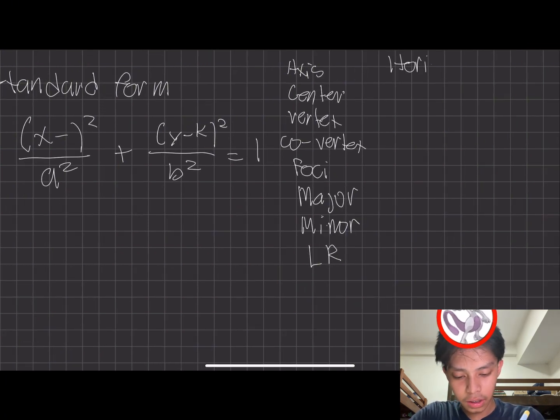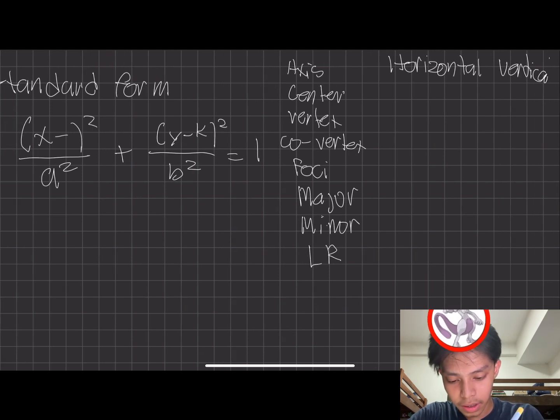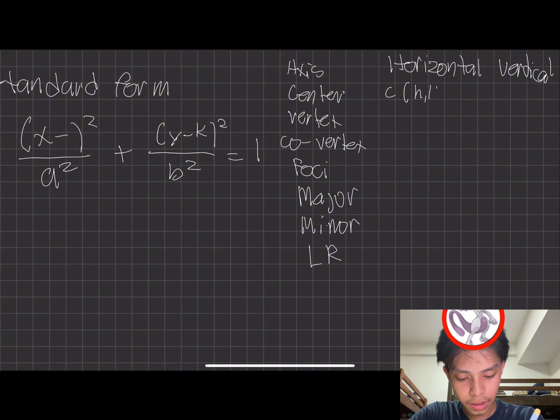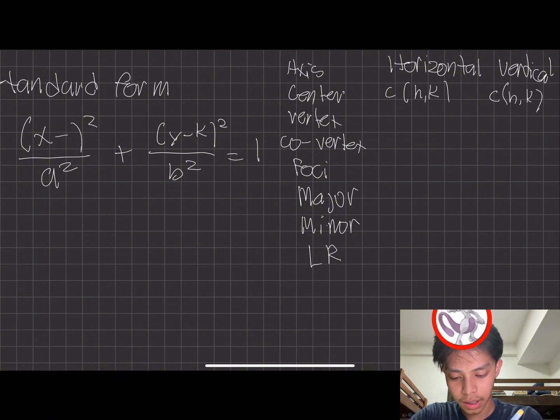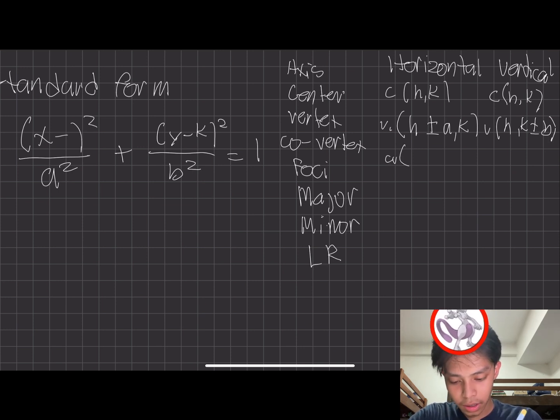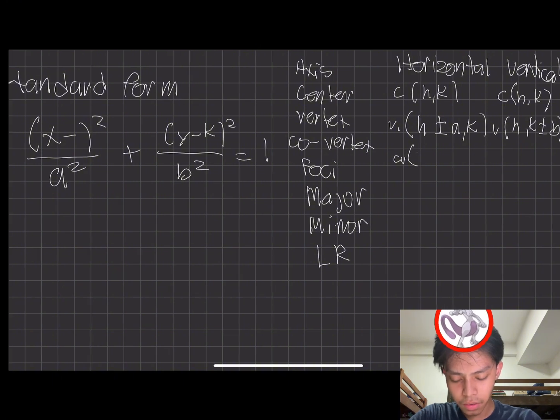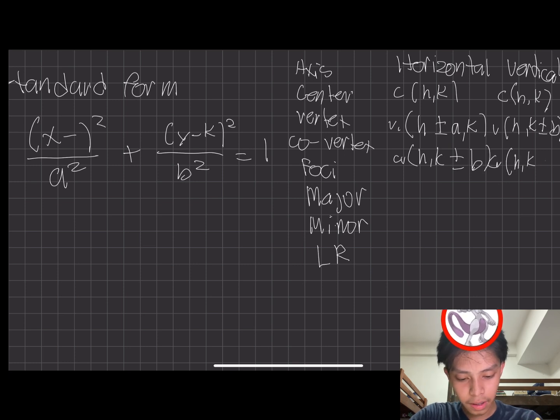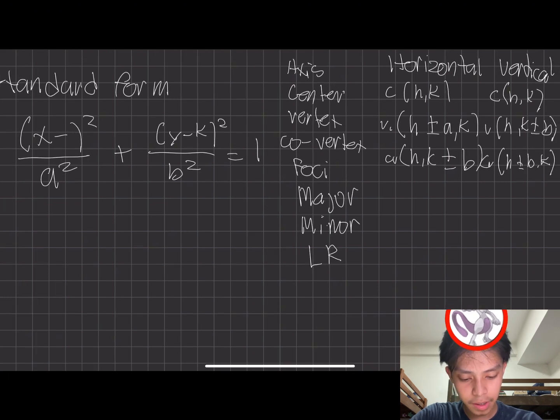The axis here is horizontal and vertical. The center is (h, k), and for the vertical it's the same. The vertex is (h plus or minus a, k). For the vertical it is (h, k plus or minus b). And let's now find its co-vertex. The co-vertex of the horizontal is (h, k plus or minus b), and for the vertical it is (h plus or minus b, k).